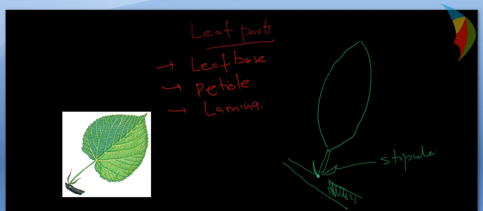And every leaf has an axillary bud. In the picture also you find the stipule part. Now this forms the base of the leaf. The second part that comes is the petiole. This forms the leaf petiole.